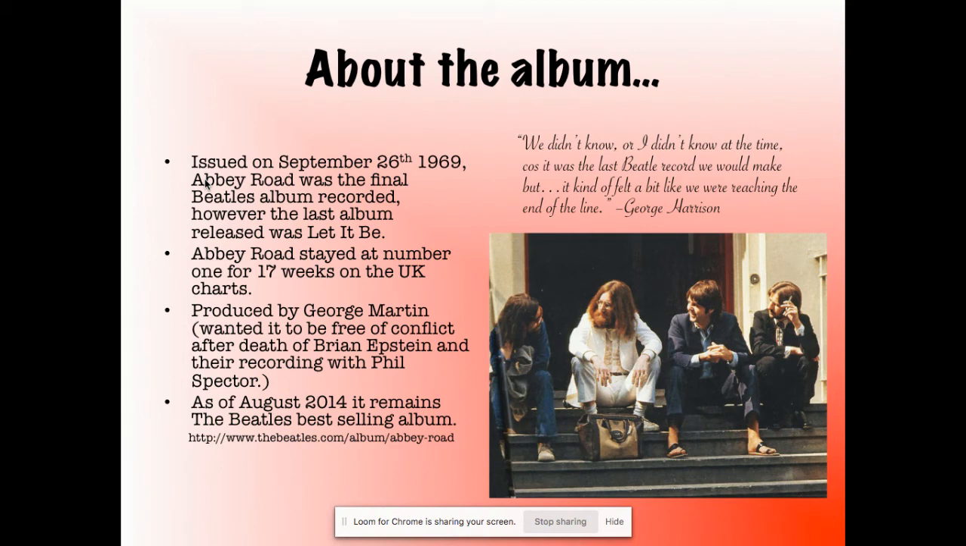Any quotes? Here's a great picture of them sitting there in the outfits that they were wearing when they crossed the road there. Here's a great quote from George Harrison about how they didn't know it was the last record, but it felt like they were reaching the end. Blah, blah, blah. Great. Give me all these good details.